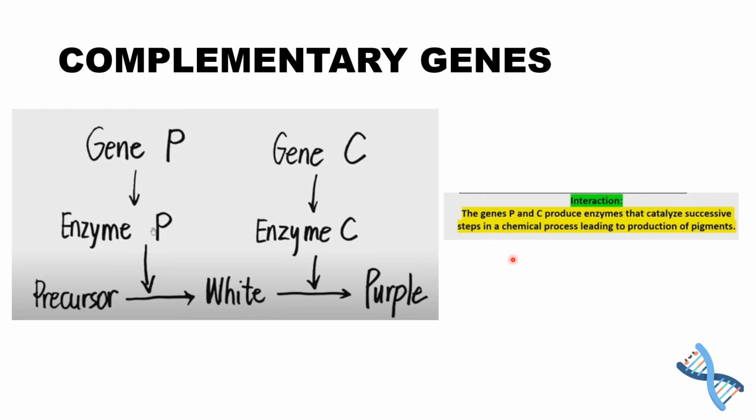So, yun yung niya. Yung gene P, nagpro-produce ng enzyme P, which is used as a precursor. And then, yung gene C nagpro-produce rin ng enzyme C, which is used also as a precursor to produce yung purple. So, yung enzyme P, it is used as a precursor to produce yung white. And then, because complementary silang dalawa, yung na-produce na enzyme C, it will use as a precursor para ma-transform ngayon yung white into purple. So, yun yung complementary genes natin.